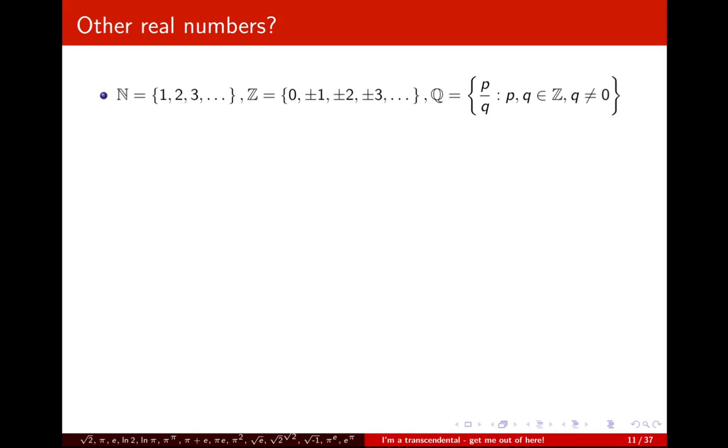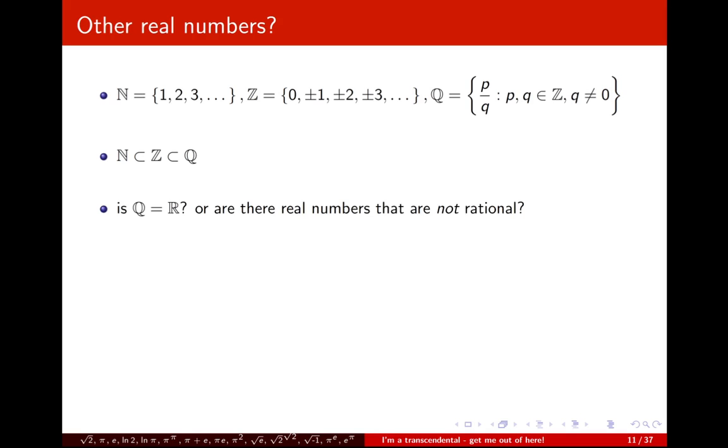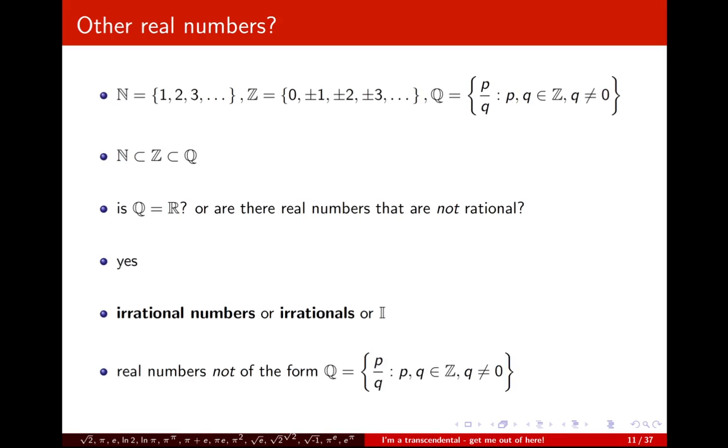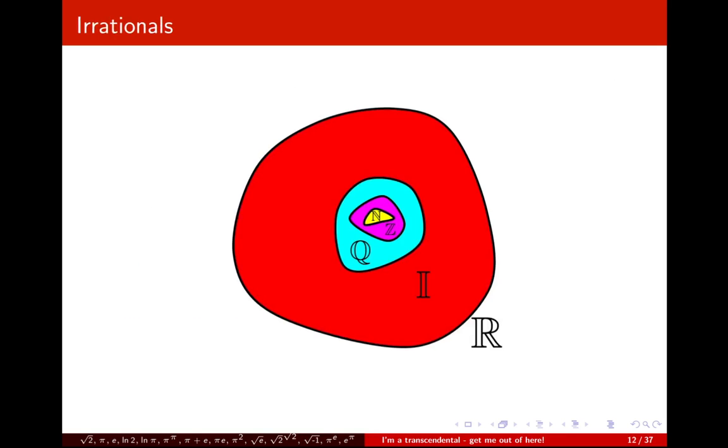So with the natural numbers, the integers and the rationals, we know that each is a subset of the other as shown. But the question is, are all real numbers rational numbers, or are there some real numbers that are not rational? Well, the answer, of course, is yes. These are called irrational numbers or irrationals. They're all real numbers which are not of the form p divided by q, where p and q are integers and q is non-zero. So those are all the numbers in the red space shown, the irrationals.